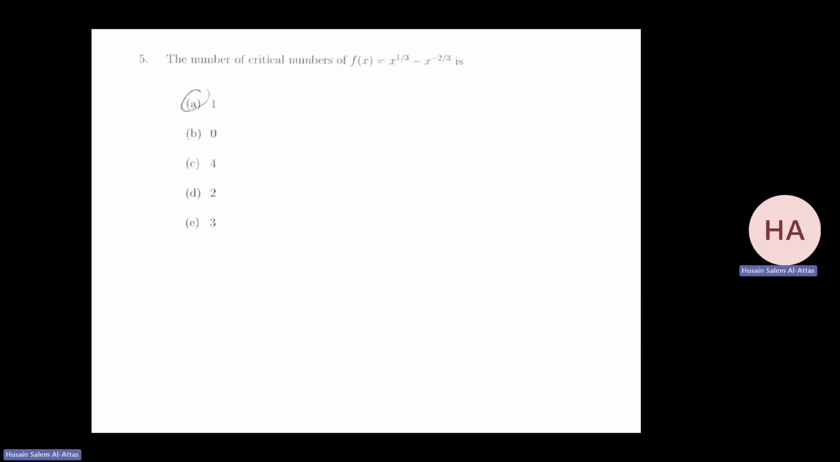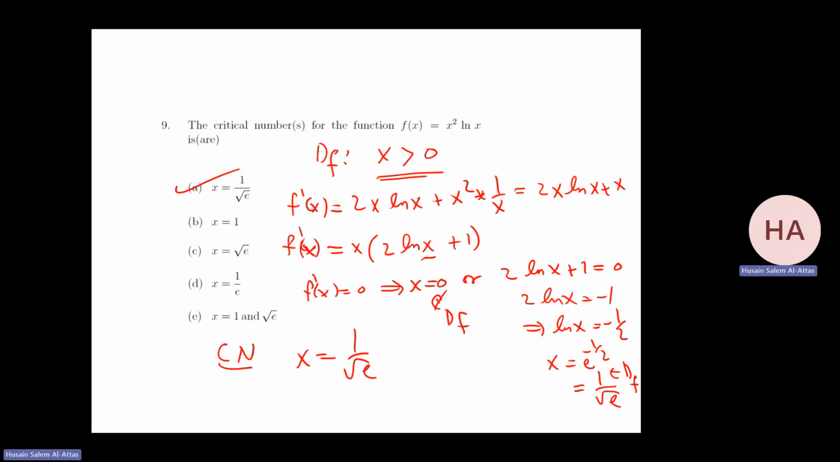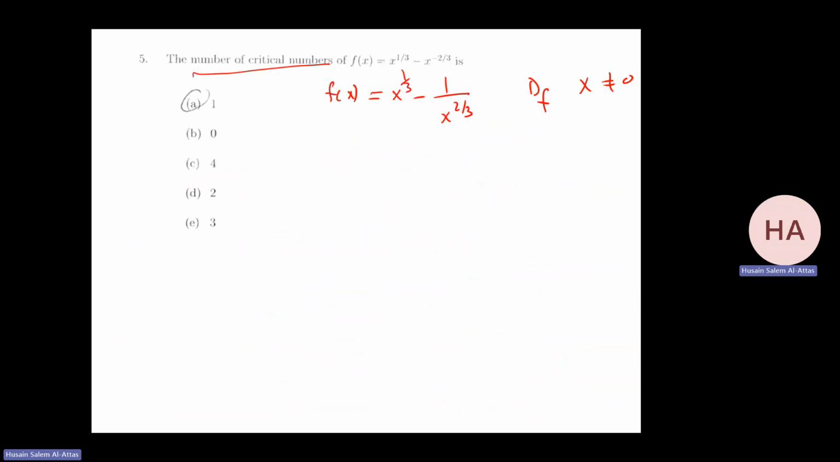Okay, let me do the calculation. First, by the way, let me write it. This is x to the power 1 over 3 minus 1 over x to the power 2 over 3. This is the function. Just to check the domain, what's the domain? x not equal to 0. Now, he wants the number of critical numbers. He doesn't want the critical numbers like in the previous ones, but he wants the number of critical numbers. How many do we have? Let me do the calculation.